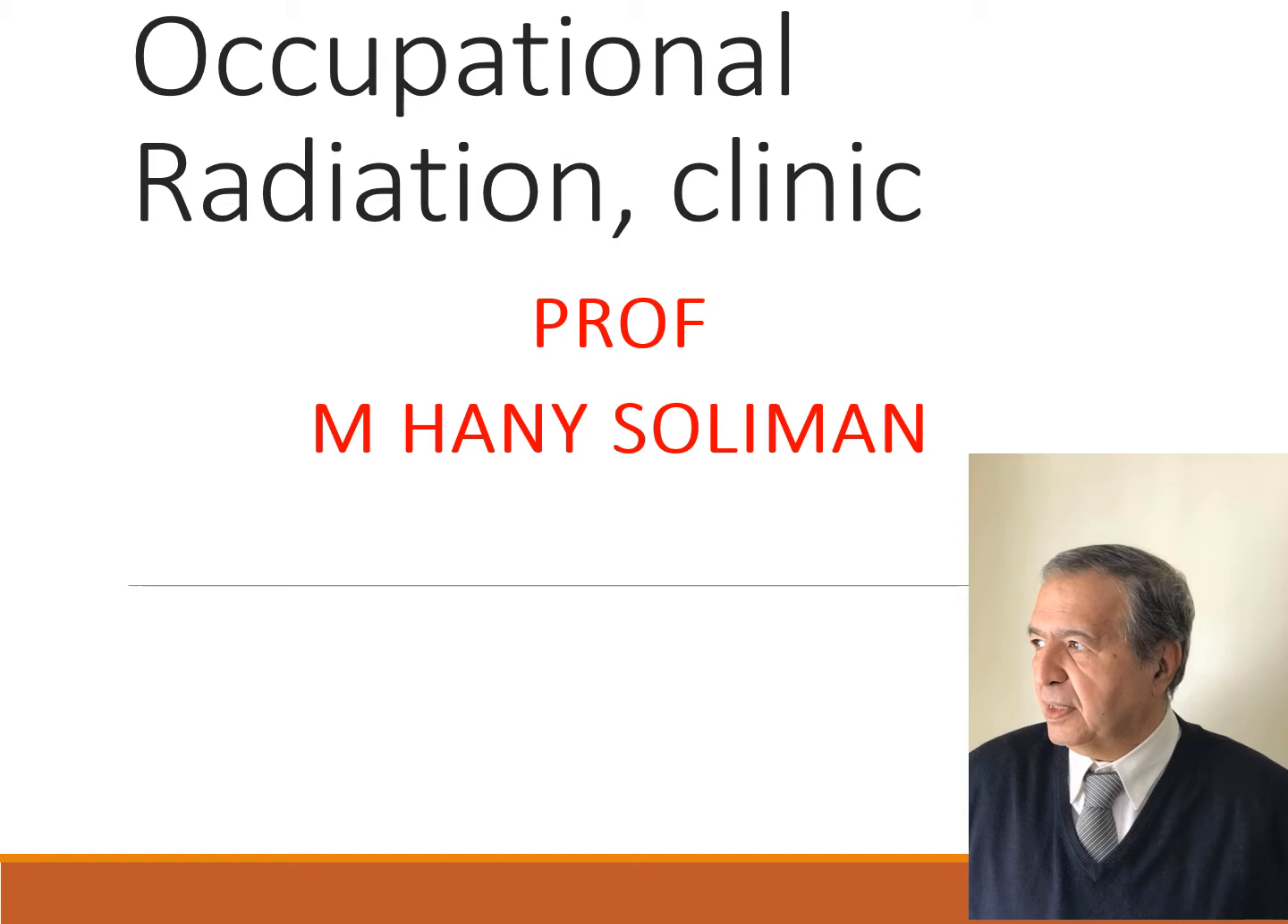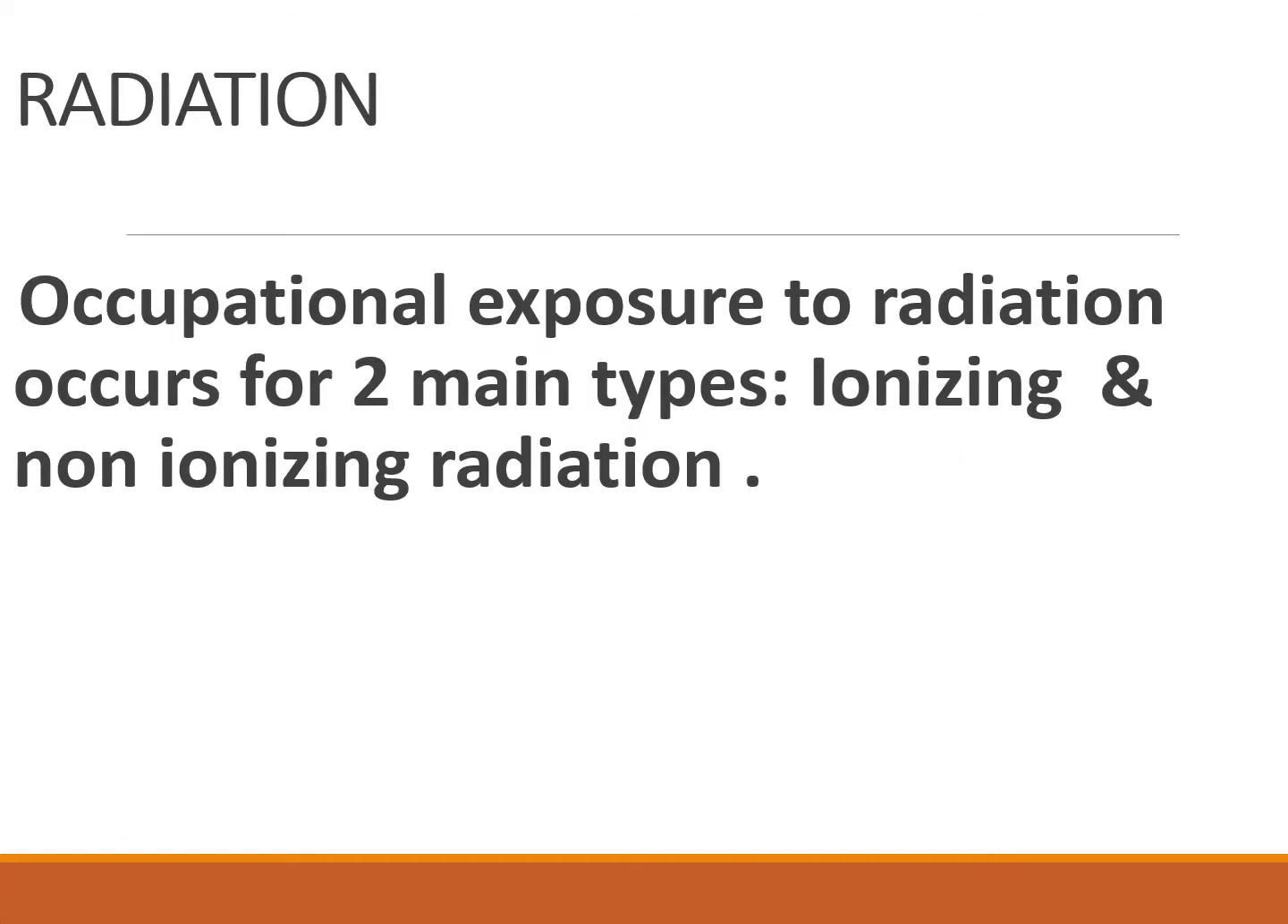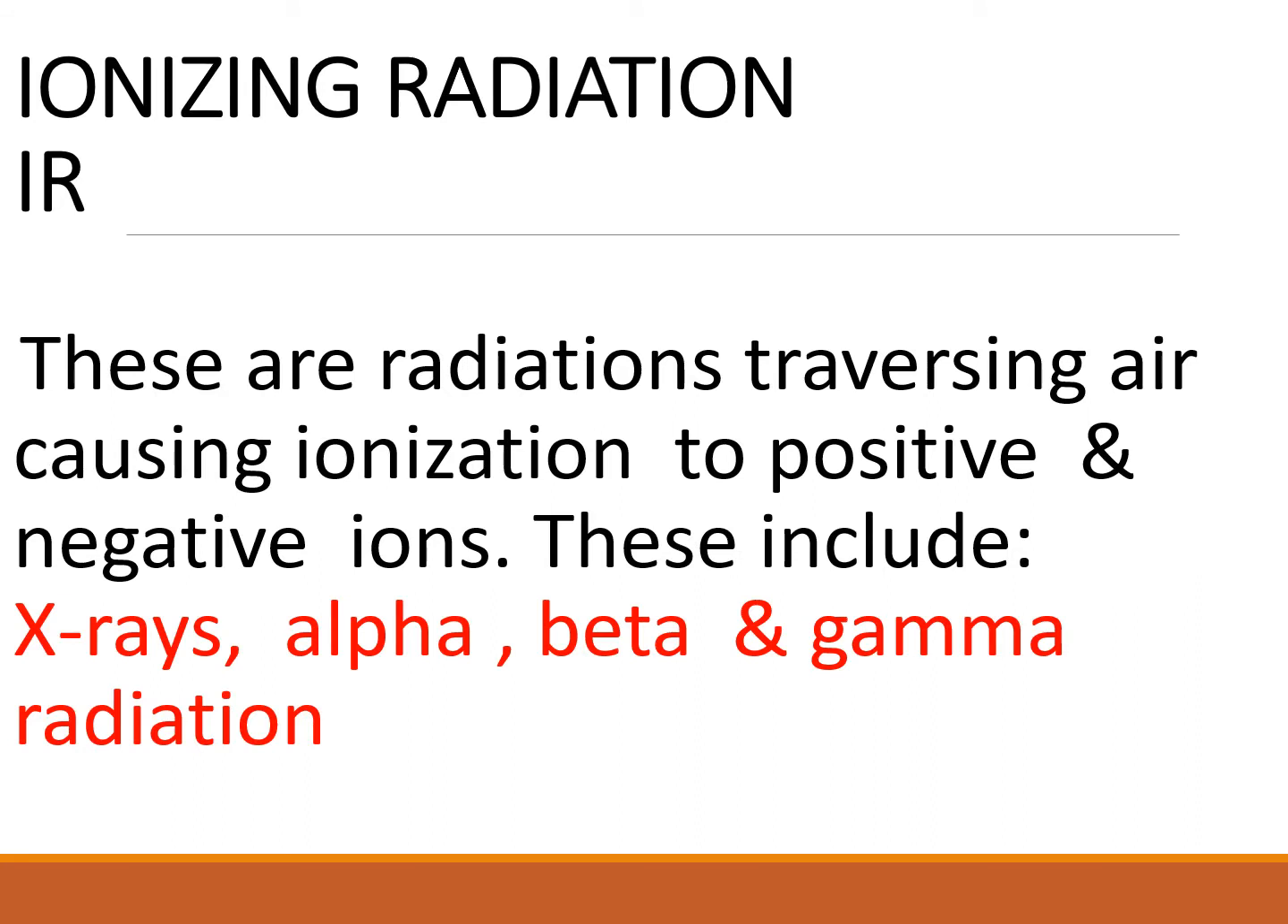Clinic of Occupational Radiation, or Occupational Radiation Clinic, by Professor Mahmoud Hani Sulaiman. What is radiation? Radiation in occupational exposure occurs in two main types, ionizing and non-ionizing radiation. Ionizing radiation, IR, consists of radiations traversing air, causing ionization of matter into positive and negative ions.